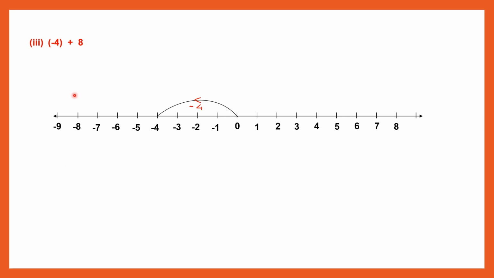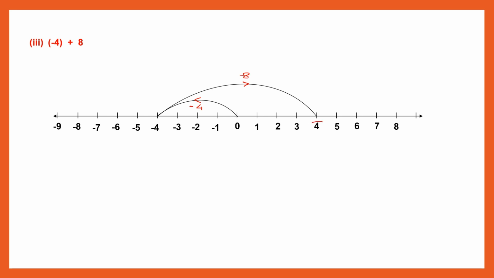Now the next one is plus 8. That means, as you can see, this is a positive integer 8. So when it's positive, you move to the right, and we have to move 8 steps to the right from here. So that is 1, 2, 3, 4, 5, 6, 7, 8. We come up to 4. So let's draw that curve up to 4. This time we moved this side to the right, and we moved 8 steps to the right.